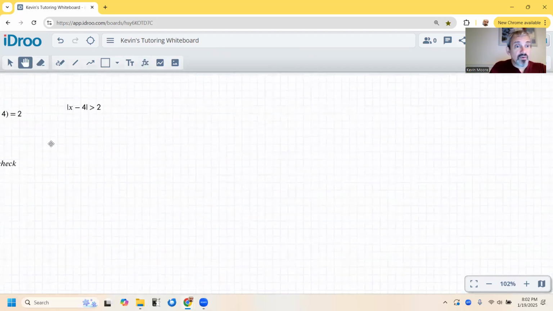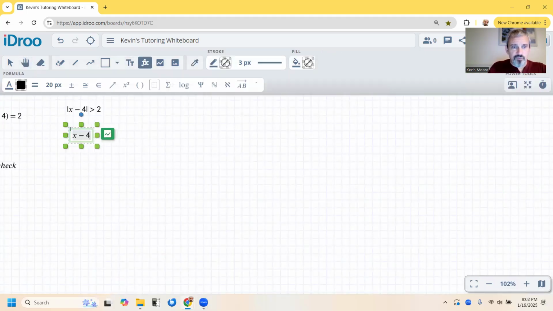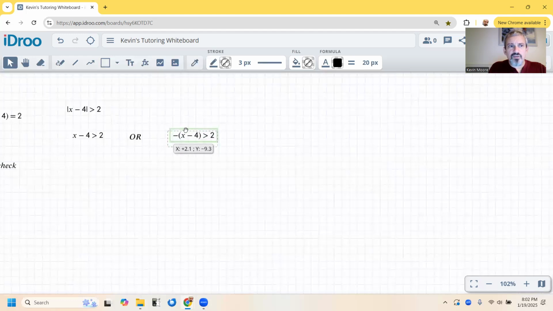Now, it's important that we write this out the way I mentioned before. I'm going to say that x minus 4 is greater than 2, or negative x minus 4 is greater than 2. Those conditions still apply, but we're going to use another technique here.